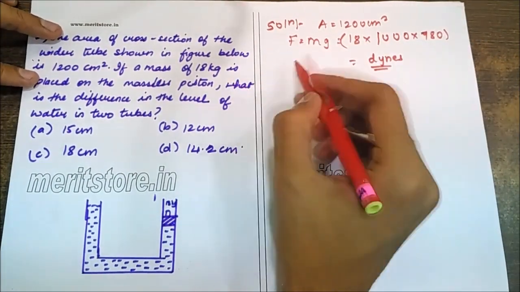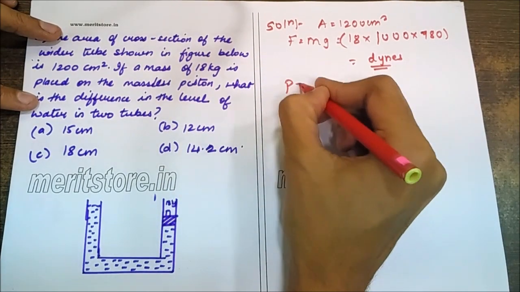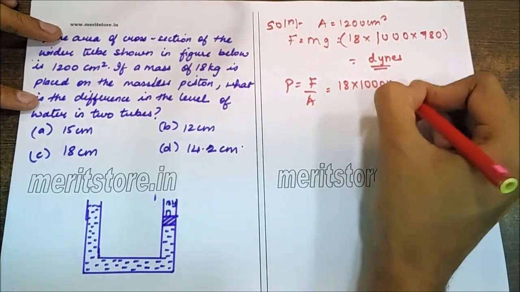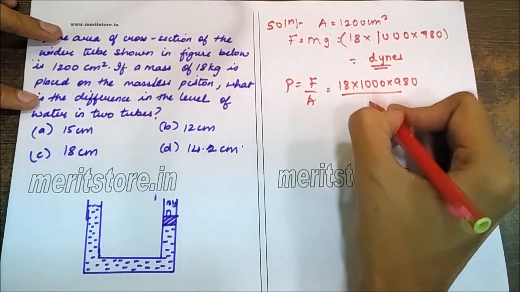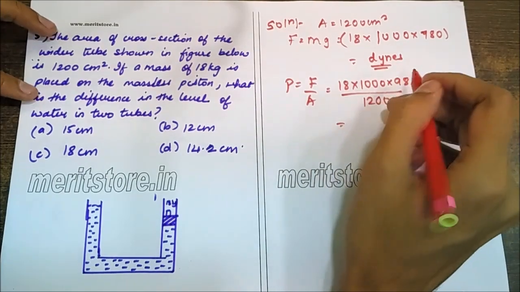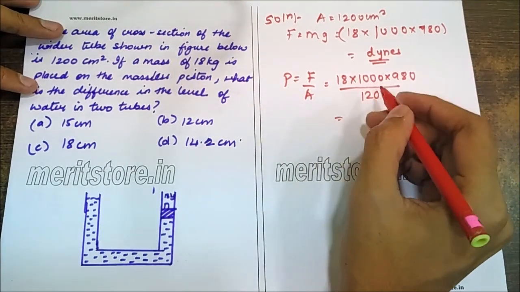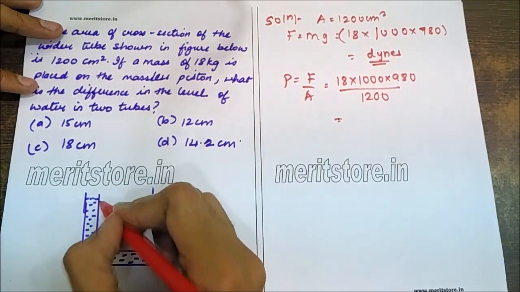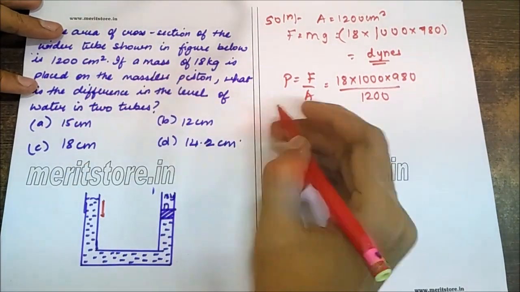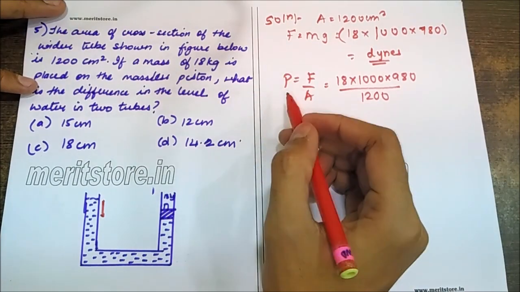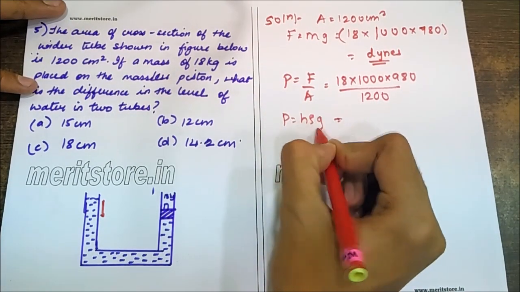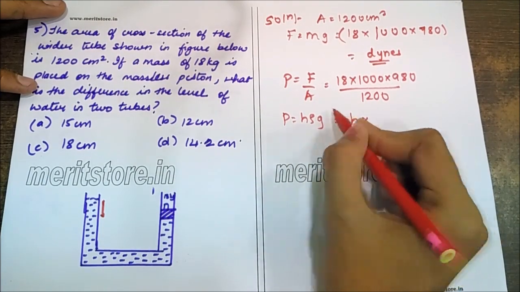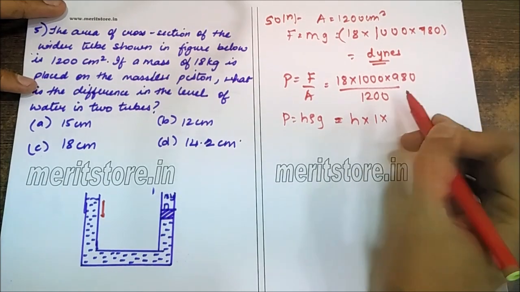So again the pressure applied on the liquid is force upon area. So this force is 18 into 1000 into 980 upon area, which is 1200. If H is the amount of height that will rise in the liquid, then P is equal to H rho g. So we have H into rho, which is 1, into g, that is 980.